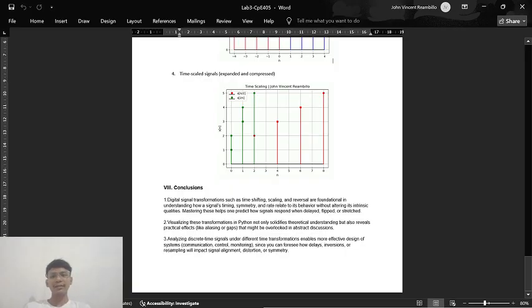In conclusion, this laboratory activity helped me understand how digital signals behave under different time transformations. Using Python, specifically NumPy and Matplotlib, made it easier to visualize these operations clearly. I learned that time shifting, scaling, and reversal are essential tools in digital signal processing because they allow us to control when and how a signal occurs without changing its fundamental properties. Overall, this experiment improved my understanding of signal manipulation, which is vital in designing and analyzing digital systems effectively.